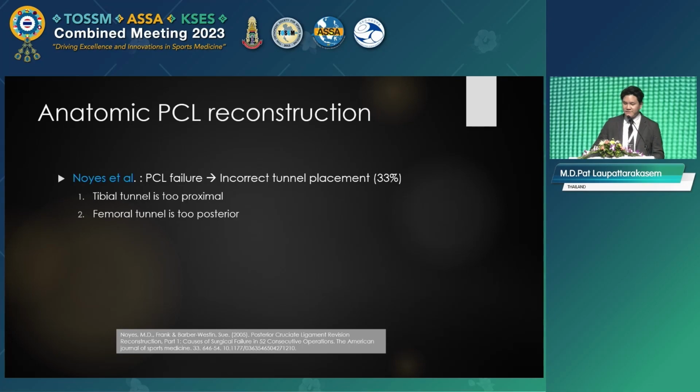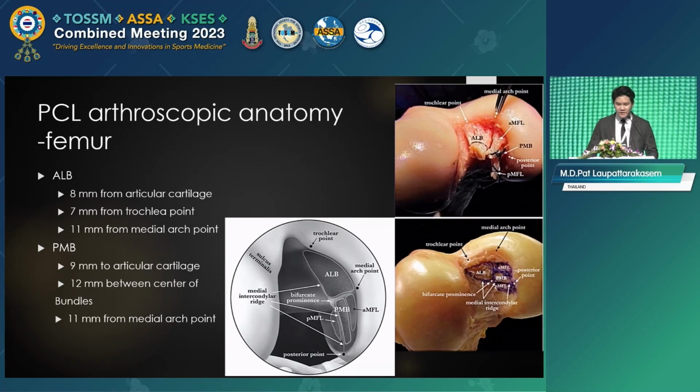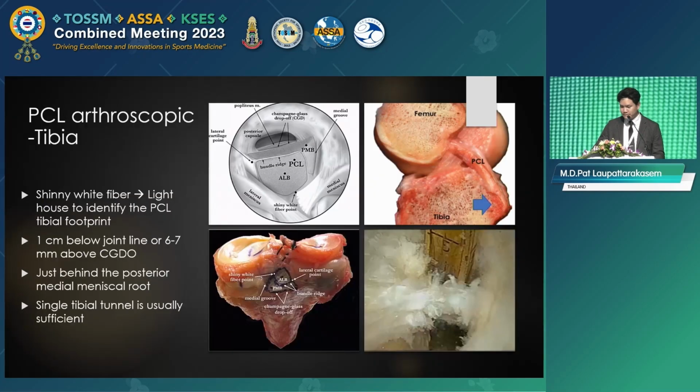The review of case series from Frank Noyes showed that incorrect tunnel placement is one of the major causes of PCL failure. The frequent error is where the tibial tunnel is too proximal and the femoral tunnel is too posterior. Therefore, accurate femoral tunnel placement by precisely referencing the intraoperative landmark is crucial to reduce the risk of PCL failure. Although the tibial tunnel is not directly correlated with PCL failure, with its risky position, iatrogenic injury to the medial meniscus and popliteal vessel may occur.